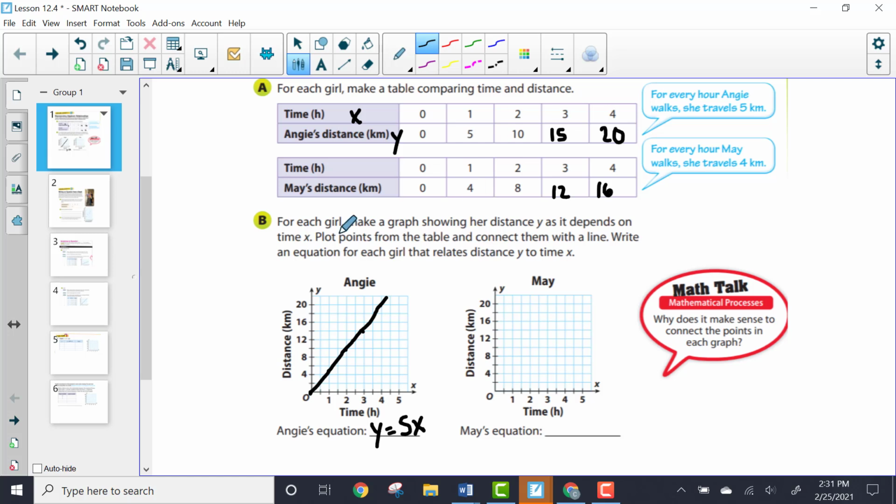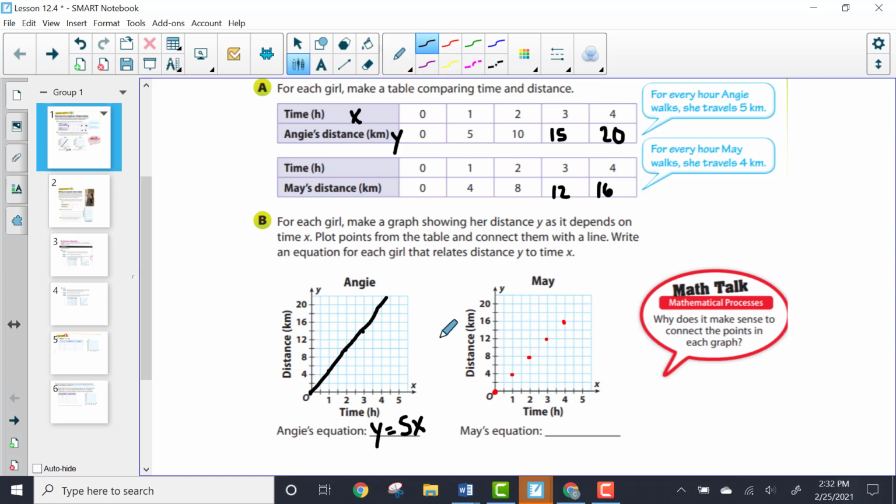All right, so let's take a look at May's equation. So May was 0, 0 at the beginning. So put that dot. I'm going to make this red to make it a little bit easier to see as we connect our dots. So we have 1 and 4. So 1 hour, 4 miles. 2 hours, 8 miles. So we're just plotting our points on the graph here to show the relationship. 3 hours, 12 miles. And 4 hours, 16 miles.